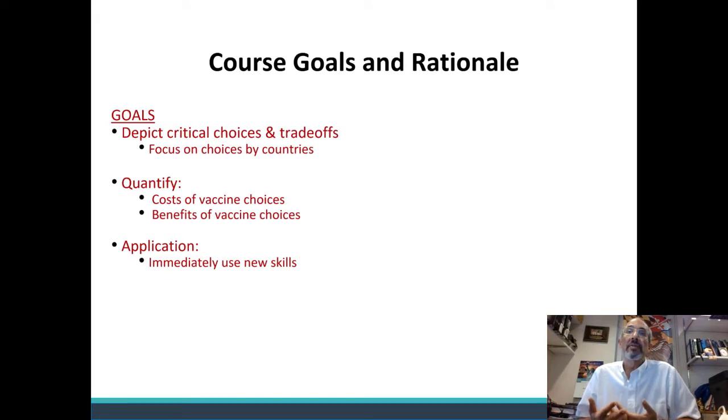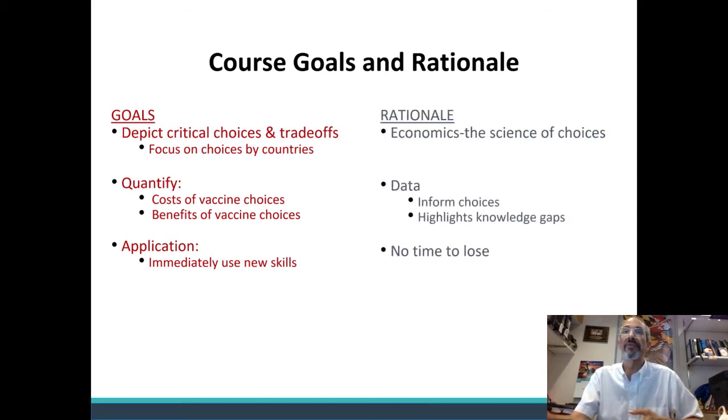We want our students to immediately apply the new skills. There's no time to waste. This is a crisis, and we need to be ready to hit the ground running. And so we really want to apply our knowledge immediately. So the rationale is quite straightforward. What we're offering in economics is a science that for all of its existence has been able to help benefit human beings who are making choices. And we do this using data and quantification. We want to inform the choices with as many observations as we can, and then find out what we don't know right now so that we can grab that data and inform our choices in the future. There really is no time to lose.